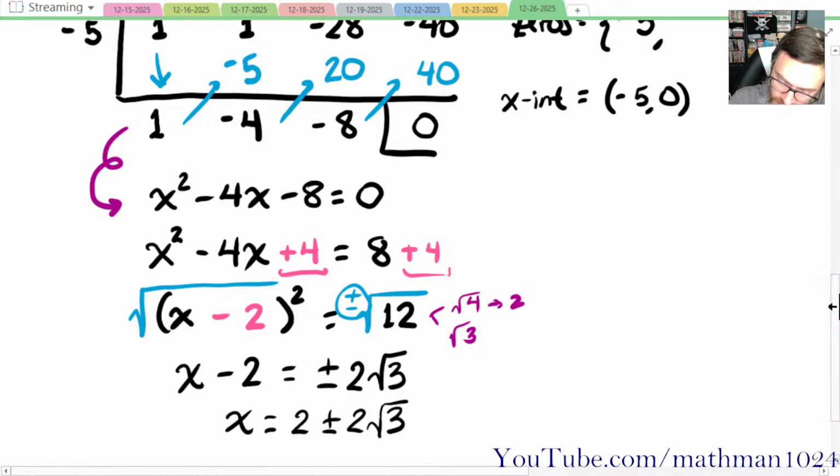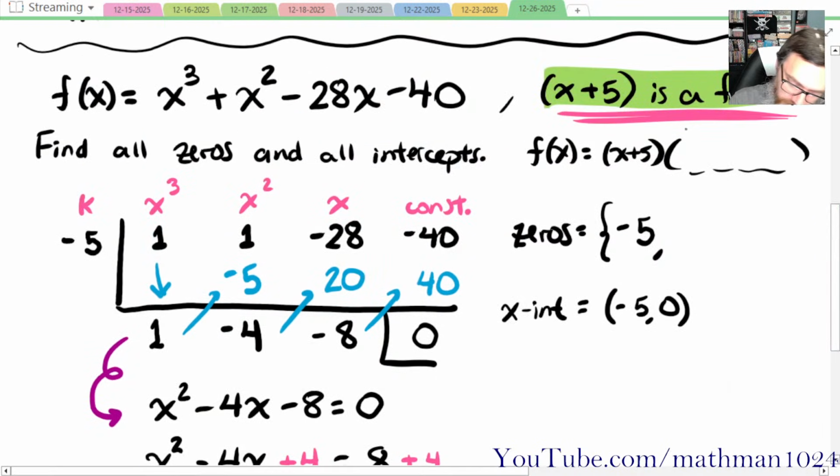So these are my two other zeros. So let's go ahead and write them up here. So we have 2 plus or minus 2 square roots of 3. Now, since these are real values, oh, that is not where I meant to put that. Sorry, what would have been up here was the x squared minus 4x minus 8. The zeros. So that's 2 plus or minus 2 square roots of 3.